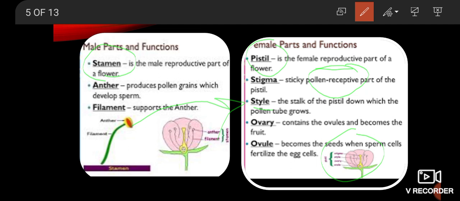There is a particular tube that goes down from the pistil, where the pollen that has stuck on the stigma starts to grow as the pollen tube. The next is the ovary, which contains ovules and becomes fruit, and lastly the ovule, which becomes the seeds when sperm cells fertilize the egg cell. So this is the brief recalling of the male and female reproductive organs, or systems, of the plants.